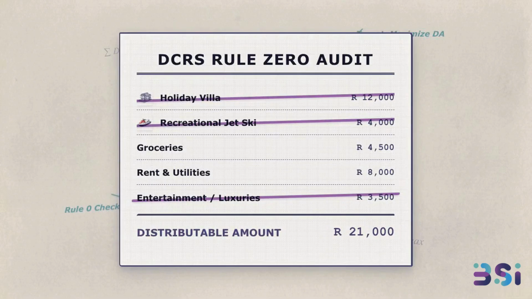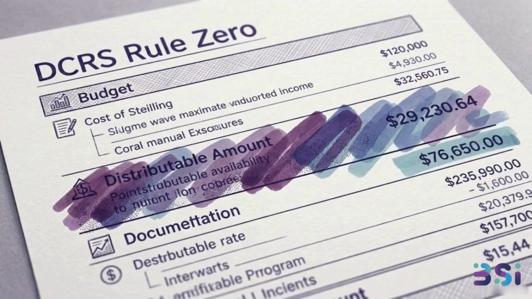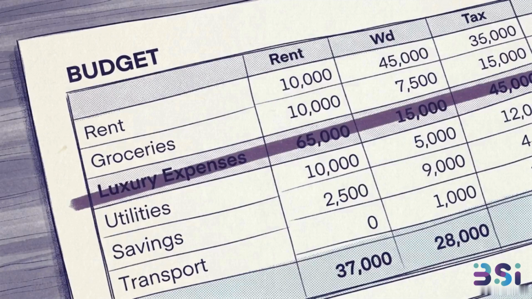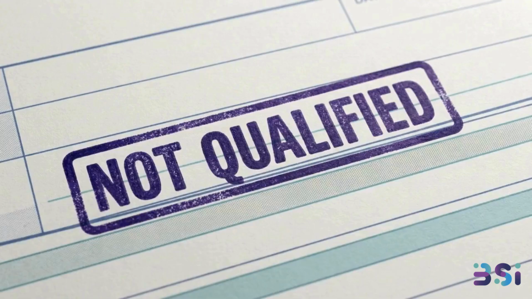If the consumer possesses secondary holiday properties or recreational vehicles, the debt counselor must mandate their liquidation to maximize the distributable amounts available for debt settlement. This leads to a foundational principle of the process. If adjusting the consumer's budget by eliminating luxuries frees up sufficient capital to cover their original contractual installments, the consumer is not statutorily over-indebted. Their application must be rejected.